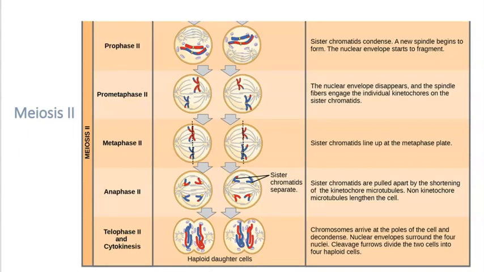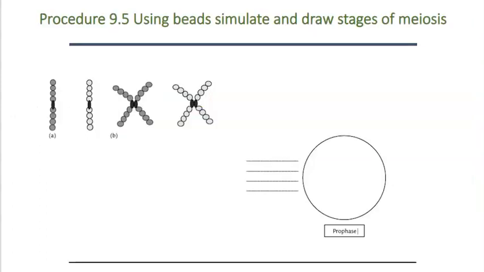Now, what will you be doing in regards to procedures for meiosis? Again, what we want students to do is go through and simulate and draw the stages of meiosis. So what happens in prophase 1? Draw that out here. Draw the breaking down of the nuclear envelope. Draw the homologous chromosomes pairing up, forming those tetrads.